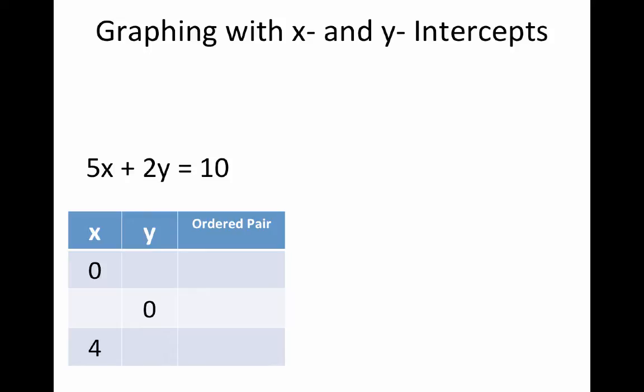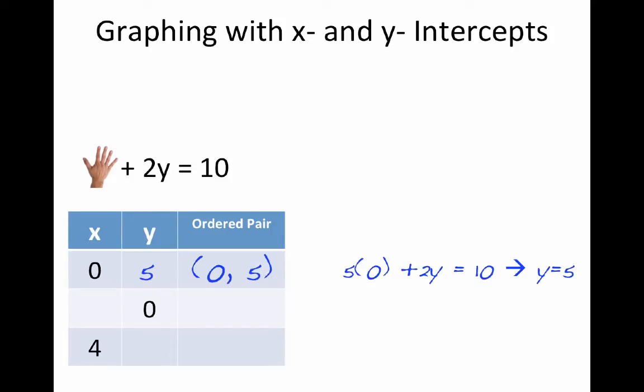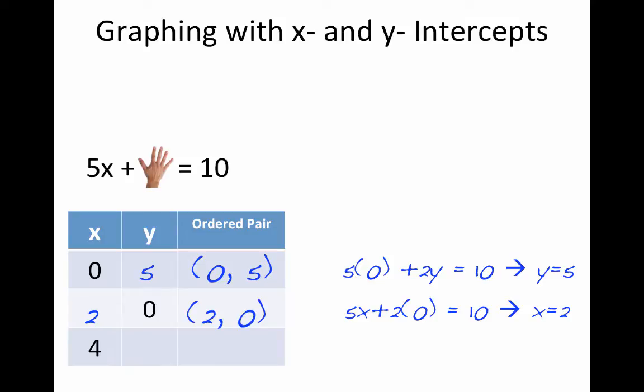When x is 0, anything times 0 is 0, so we can cover up that term 5x. That gives us 2y is equal to 10. Divide both sides by 2. We know that y is equal to 5. When y is equal to 0, we know anything times 0 is 0, so we can cover up the 2y term. We have 5x is equal to 10. Divide both sides by 5. We know that x is equal to 2.